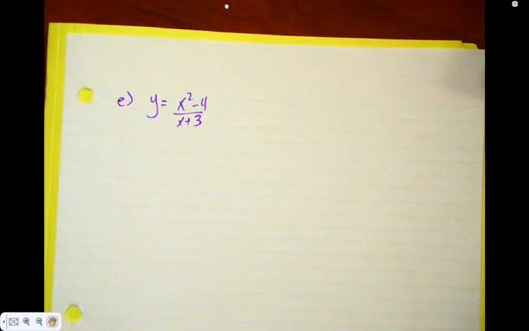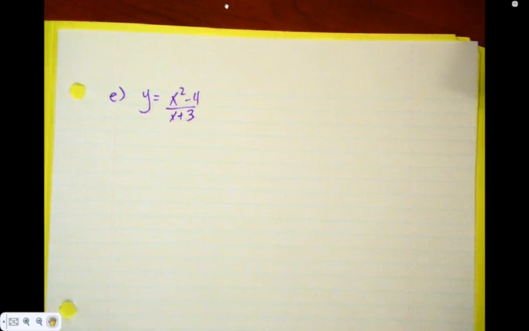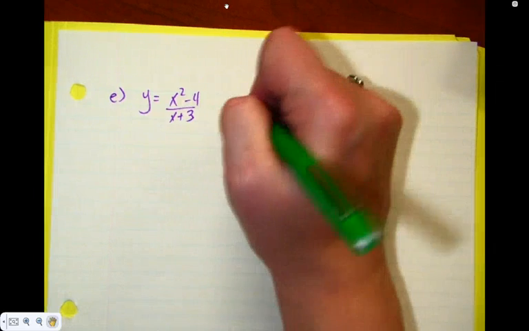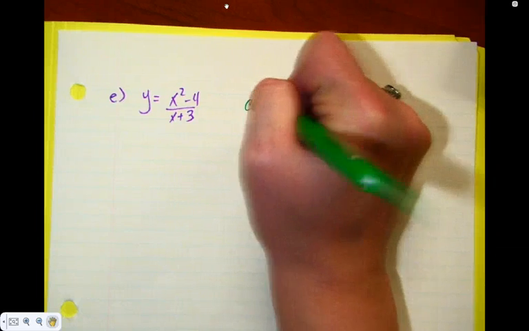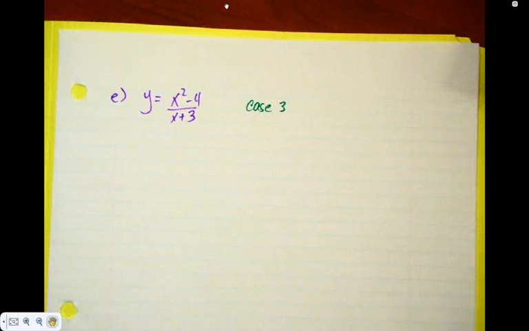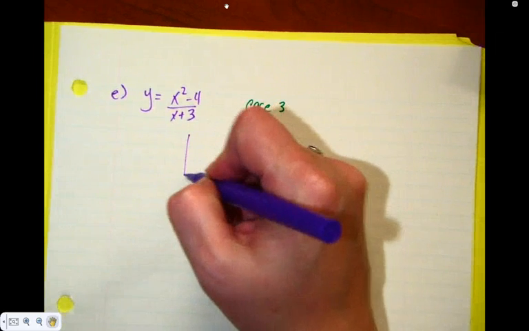Poor Gunther. Degree on the top, degree on the bottom. Case 1 or case 2 or case 3? We're doing lots of these to practice. We're getting a lot of case 3s, just to practice, because this is new.